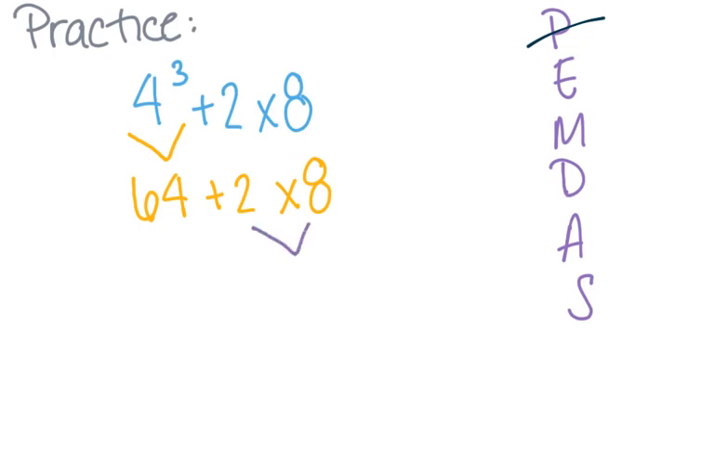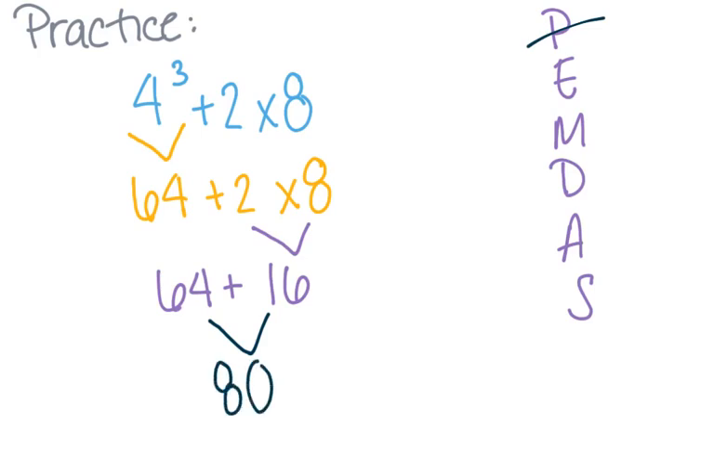And 2 times 8 is 16. So now we have 64 plus 16. And this is the last part of our expression. So we're just simply going to add 64 and 16 to get an answer of 80.